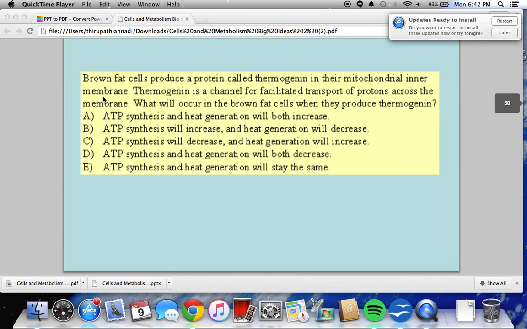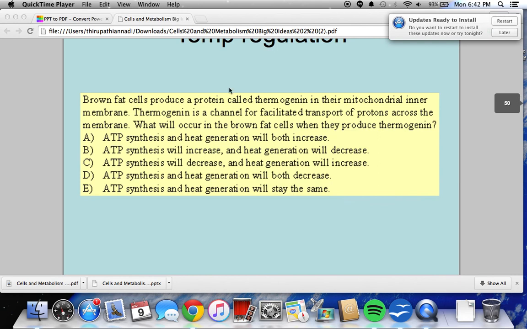Okay, and this is going to be a test question on the test. Brown fat cells produce a protein called thermogenin in their mitochondrial inner membrane. Thermogenin is a channel for facilitated transport of protons across the membrane. What will occur in the brown fat cells when they produce thermogenin?